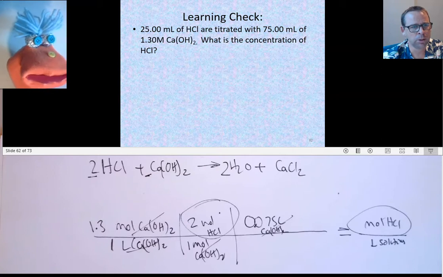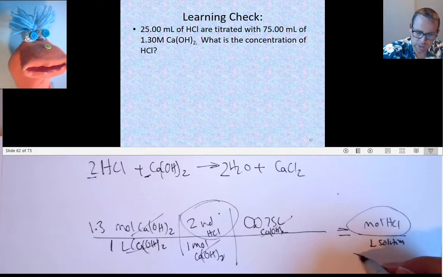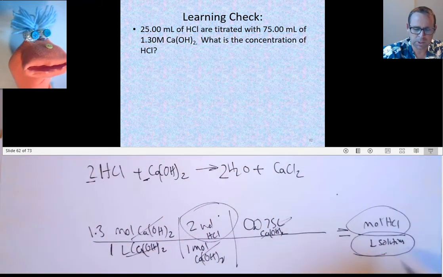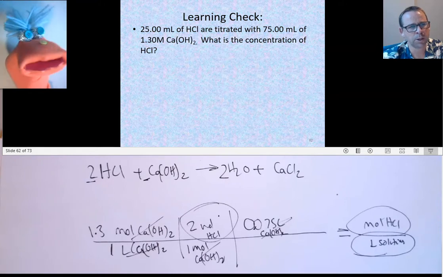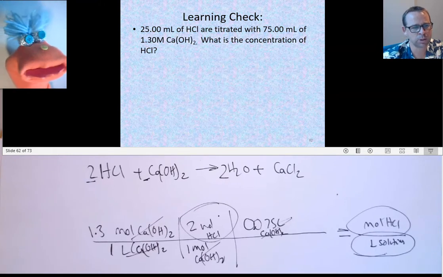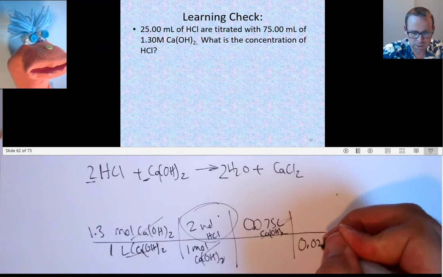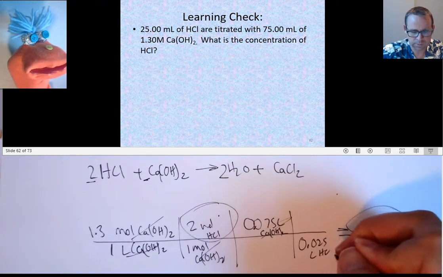Oh, we need liters of the HCl solution on the bottom. That's right. We need liters of the HCl solution down here. We got rid of our liters of calcium hydroxide, but we need our liters down there. Well, they did tell us 25 milliliters of the HCl, so that's 0.025 liters. Very good. So I can put that in there. That's liters of the HCl.